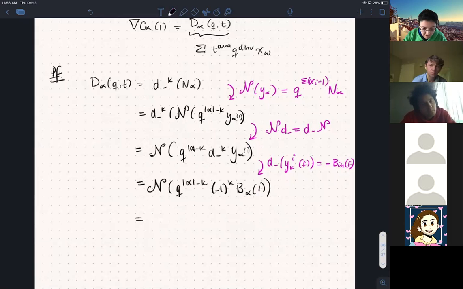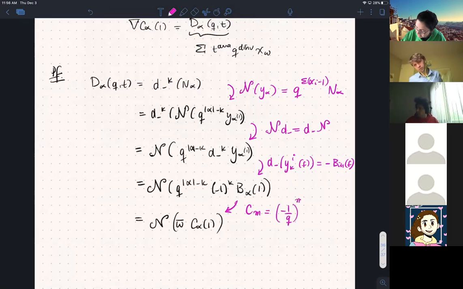Why? Because this N is really just N of omega bar of C alpha of 1. So what was the C alpha? Remember that when I told you what this B alpha and the C alpha were, I told you that they were related. These are related by the fact that C m can be obtained by taking 1 over Q to the m minus 1 and then conjugating this B m by this involution.